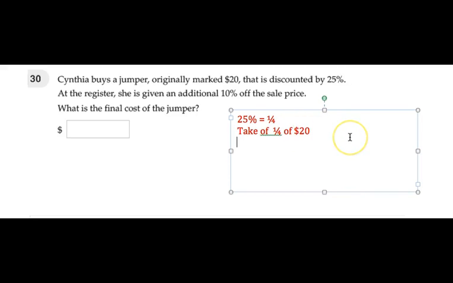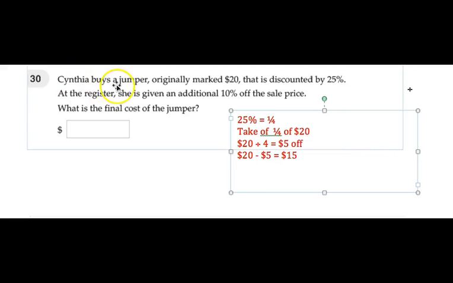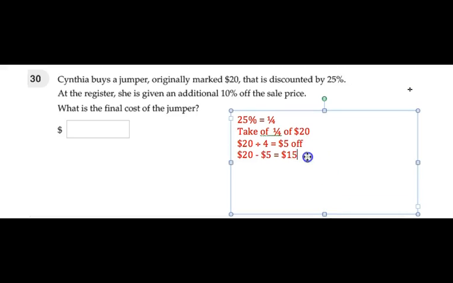Now, we know that half of 20 is $10, and a half of that again is $5. So 1/4 of $20 is the same as $20 divided by 4, which is $5 off. Okay, so therefore she pays $20 take away $5, which is $15. But then it says at the register she is given an additional 10% off the sale price.